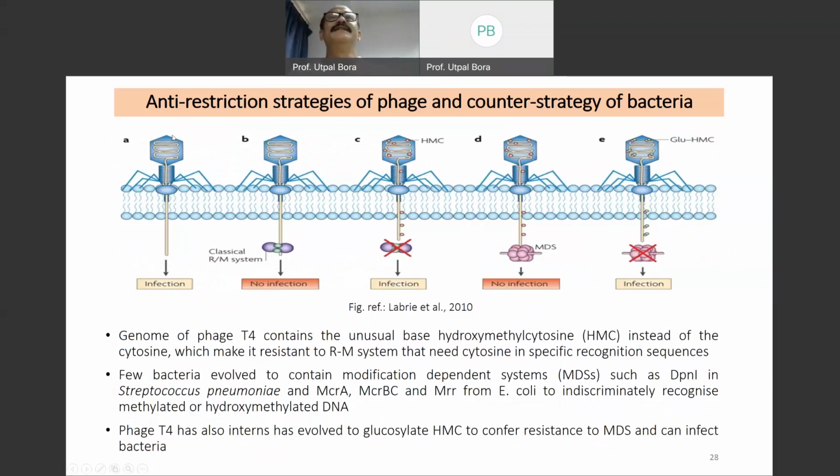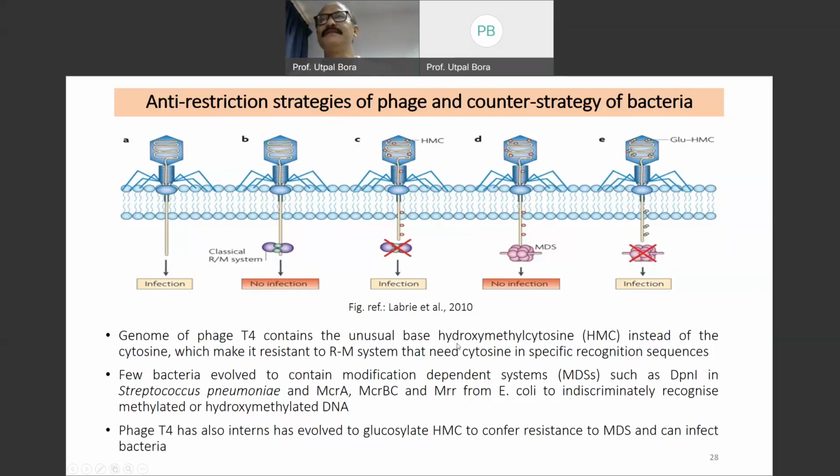So here you can see there is an infection in the classical restriction modification system, and in B there is no infection. You can see binding of some molecules over here, and then in C you can see again there is some infection, because these molecules which were restricting it are not there or defunct. In case D, you can again see the infection. And in case E, you can see there is again no infection. So let us see in detail. And then you also see in figure C there is a modified SMC, and in figure E there is a glucosylated SMC.